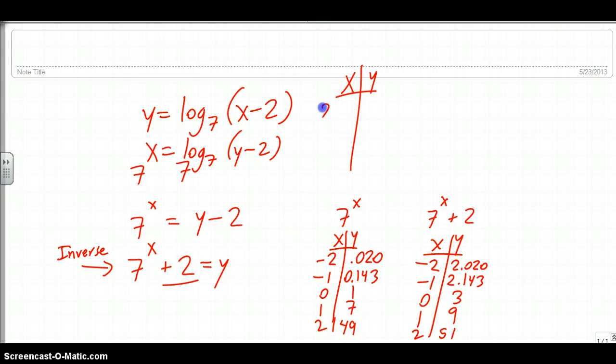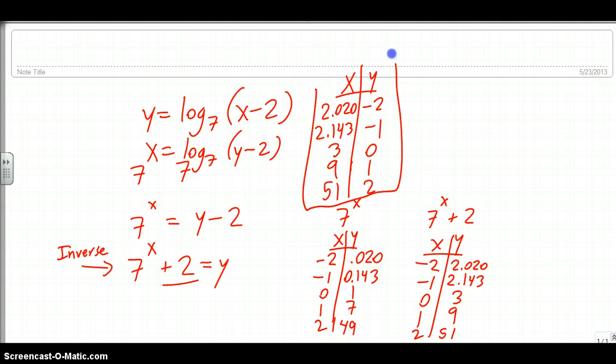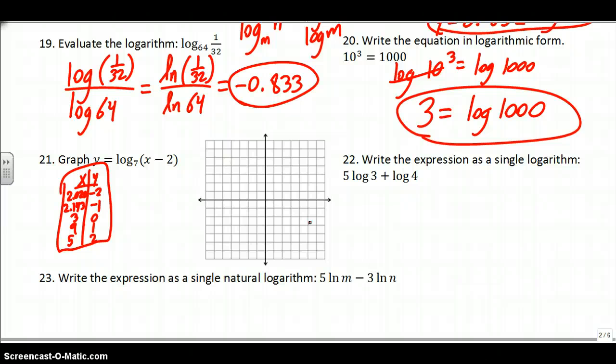So now everything that was a y before is now an x and vice versa. So you flip the x and y's, and boom, this is our t-table that we're going to graph. Okay. So now I just have to transfer that. And using the miracles of modern technology, we can do that. And then you just graph that. Okay. 2.020, -2 is down here. 2.143, -1's right there, roughly. 3, 0's there. 9, 1's a little bit out here, okay?